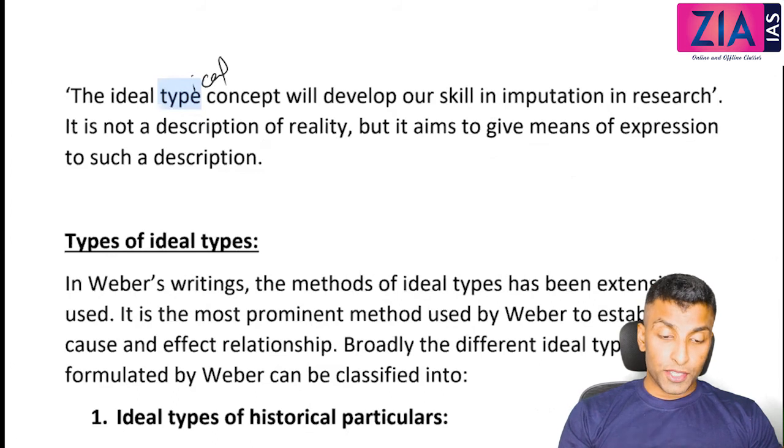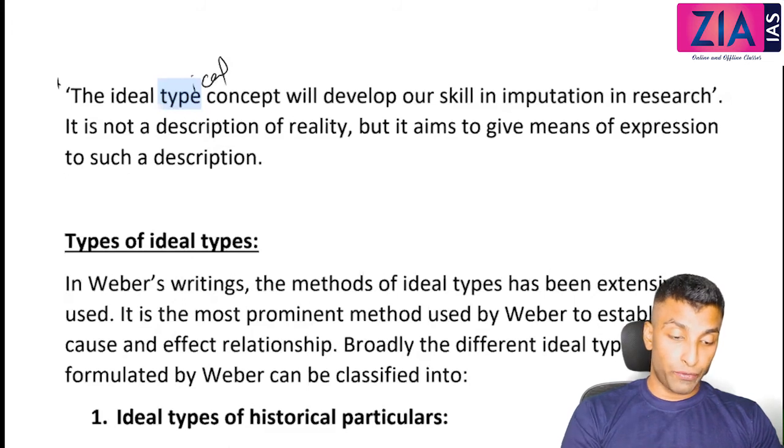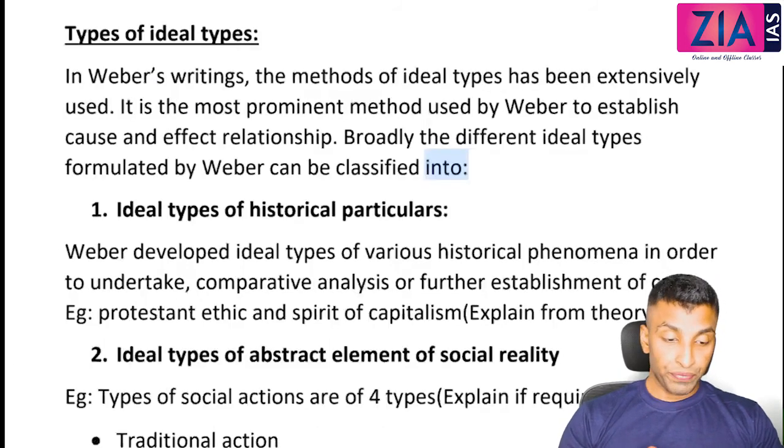It's not a description of reality, but it aims to give means of expression to such a description. So this total statement, if you can remember, you can write that. That itself will convey everything that we have discussed so far. Now the types of ideal types.